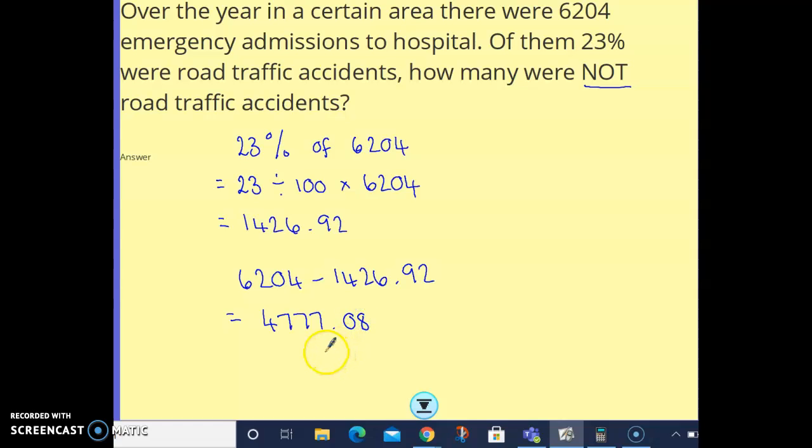Now we're talking here about admissions to hospital, so we're talking here about people. Can't get 0.08 of a person, so we need to use our sensible rounding and round that to 4,777 people. Okay. You could also start just by doing 77%, do 100 take away the 23, and do 77% of 6,204 and not have to do the take away at the end. It works the same way.